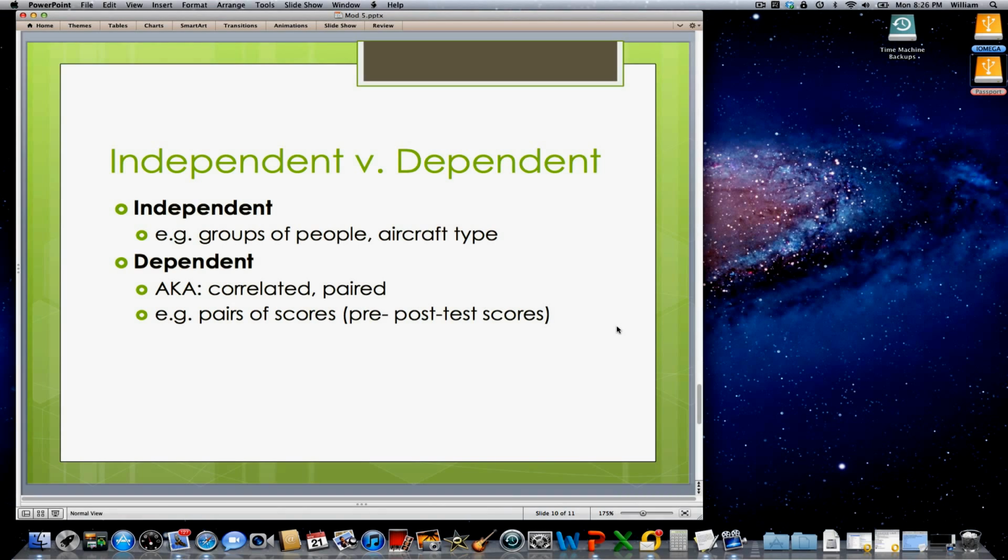A dependent t-test is also referred to as a correlated t-test, and it's also referred to as a paired t-test. It's all the same. There is no difference among those different terms. And a dependent t-test is where you have pairs of scores. Most commonly, it's pre-test scores and post-test scores for a single group of people. So you could have, for example, the first time that you took your licensing test compared to the second time that you took it. Hopefully there would be a significant difference between those two. But again, you're going to have more than one person.